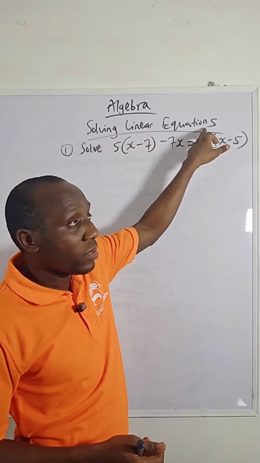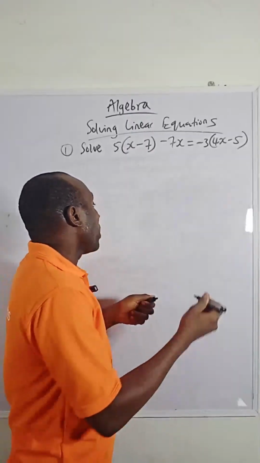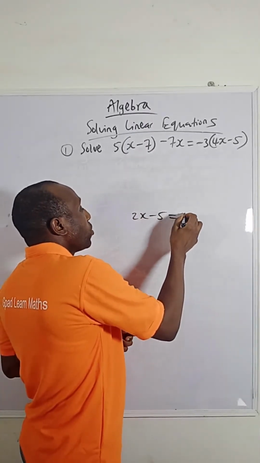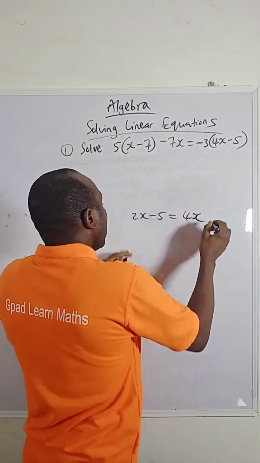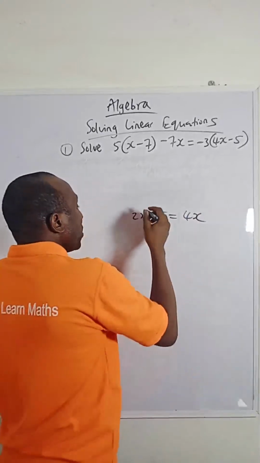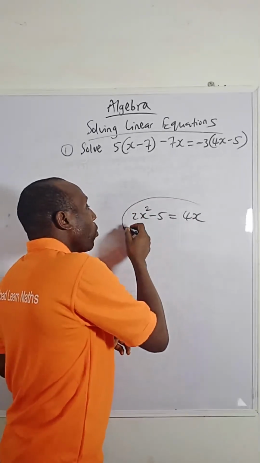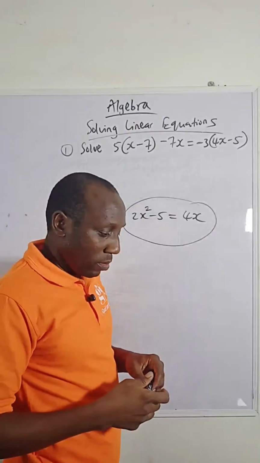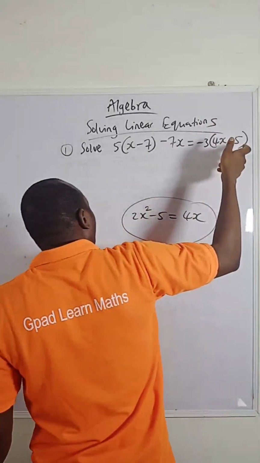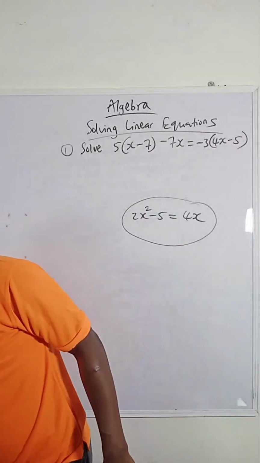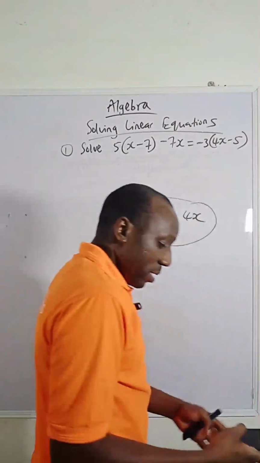What do we mean by linear equations? The highest power here is what? 1. That's a linear equation. For example, if you have 2x minus 5 is equal to, let's say, 4x, this is a linear equation. But by the time you increase the power here by 1, you have 2. This is no longer a linear equation. It's now a quadratic equation. As you can see, the highest power of the variable x here is 1. Hence, it becomes a linear equation. So this is what we're going to be doing in this live stream.